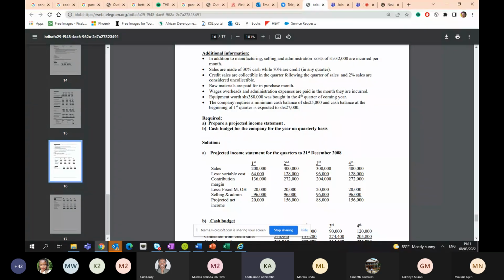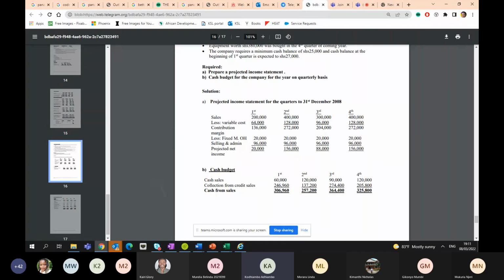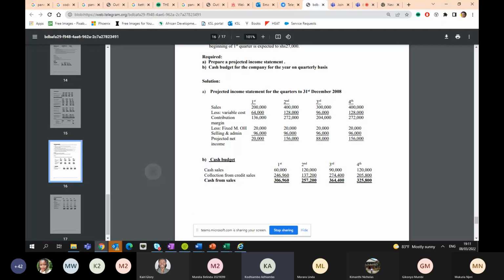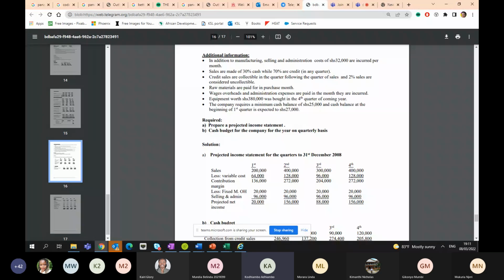Now, we also need a cash budget. Unlike an income statement, a cash budget is more of the cash flow, which the other guys had covered, but we can answer the question. So if we look at cash sales, let's go back to this. Sales are made at 30% cash and 70% credit. So basically, in any quarter, credit sales are collectible in the quarter following the quarter, and 2% are considered non-collectible.